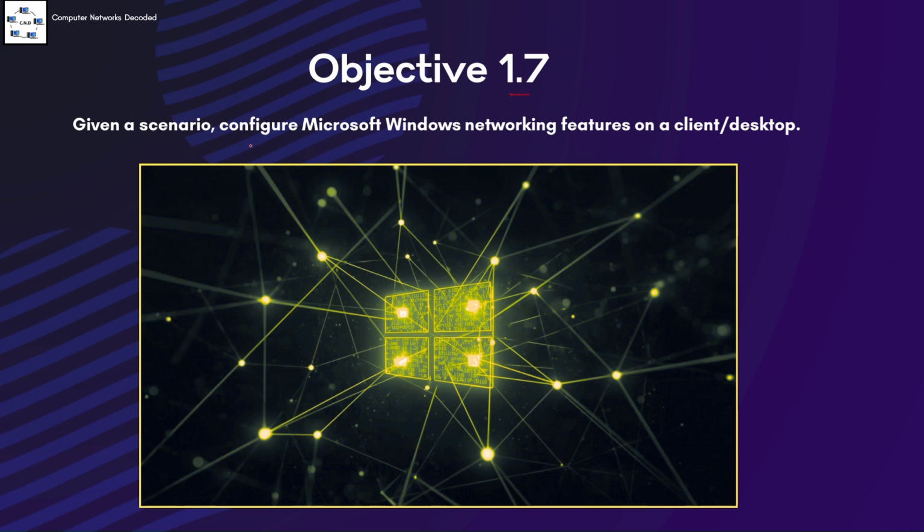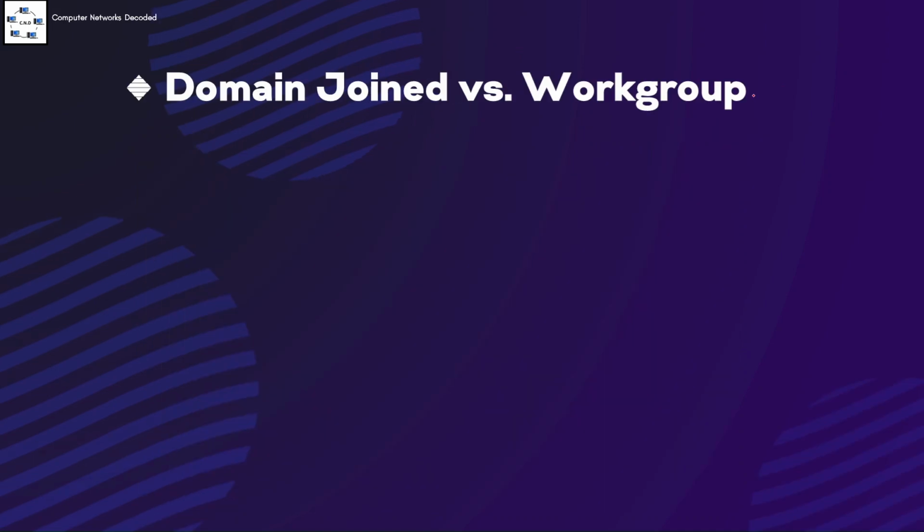Objective 1.7: given a scenario, configure Microsoft Windows networking features on a client or desktop. And the first topic is the domain joined versus the workgroup. What is the difference between a computer or a system that has joined a domain versus the other computer that has joined a workgroup and has not joined the domain? So what is the difference between these two concepts?